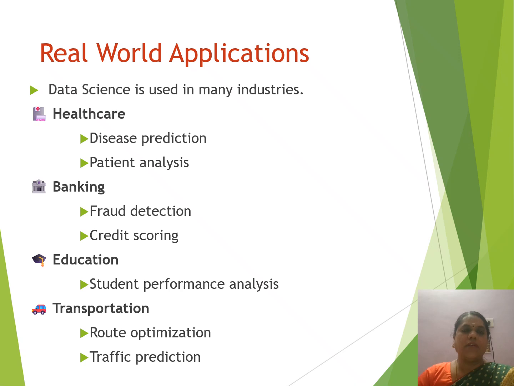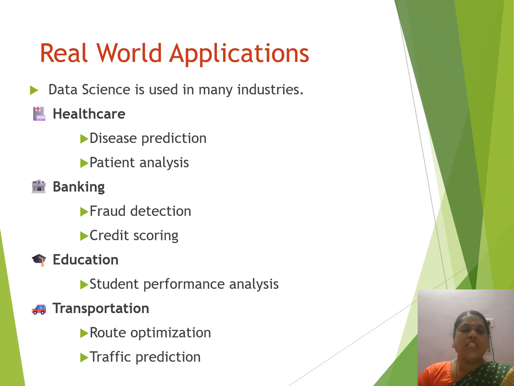Next one is the real world applications. Data science is used in almost every field. Some of the examples are healthcare, banking, education, and transportation. When you take healthcare, it will find out the patient analysis and predict the disease. When you take banking, it will get the customer details and analyze the transactions, and it will find out fraud detection, and it will also maintain credit scoring.